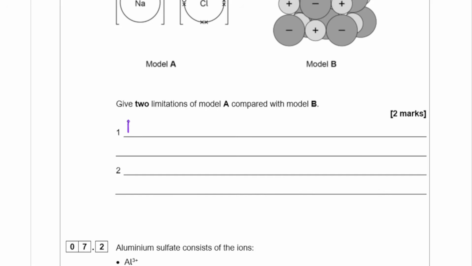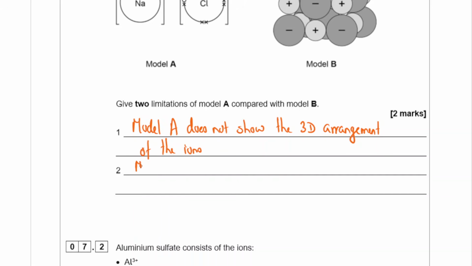So model A does not show the 3D arrangement of the ions, and model A does not show the relative sizes of the ions or the particles.